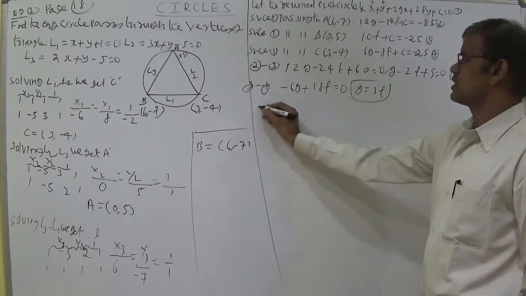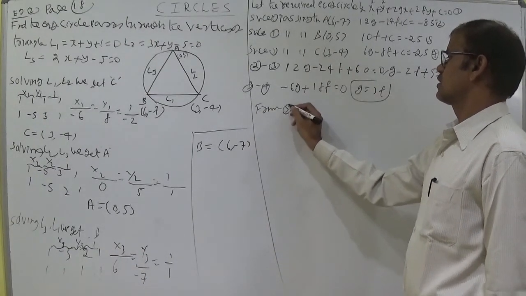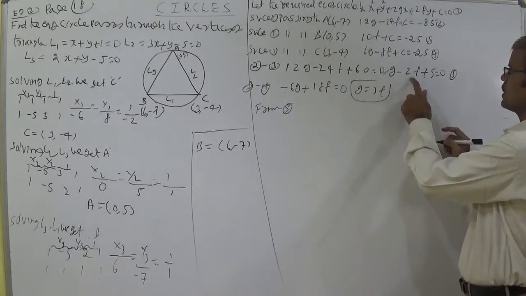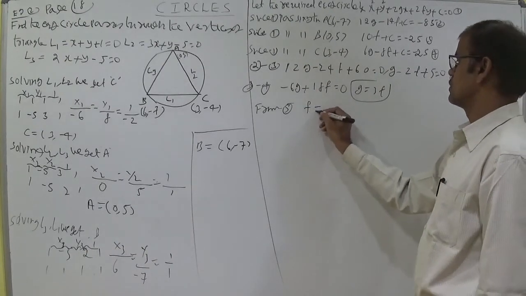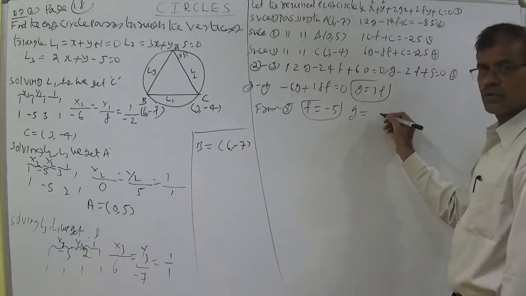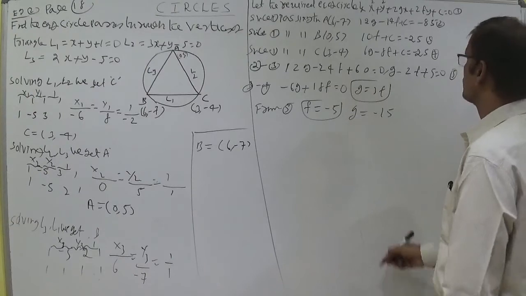From 5 you write here, G is equal to 3F, we got the relation. From 5, instead of G you substitute 3F. 3F minus 2F becomes F. F plus 5 is equal to 0. Then F is equal to minus 5 we got. Immediately G is equal to 3F is there, then you write G is equal to minus 15.